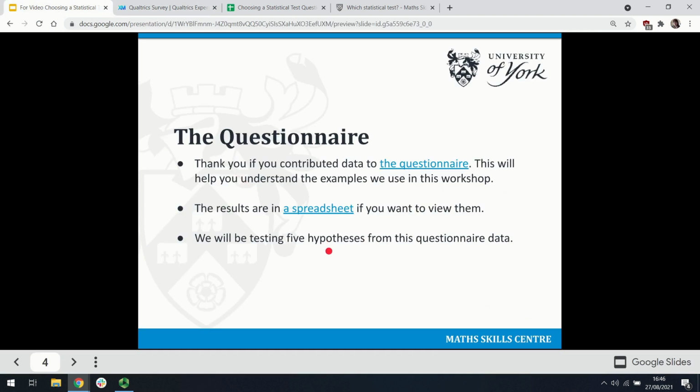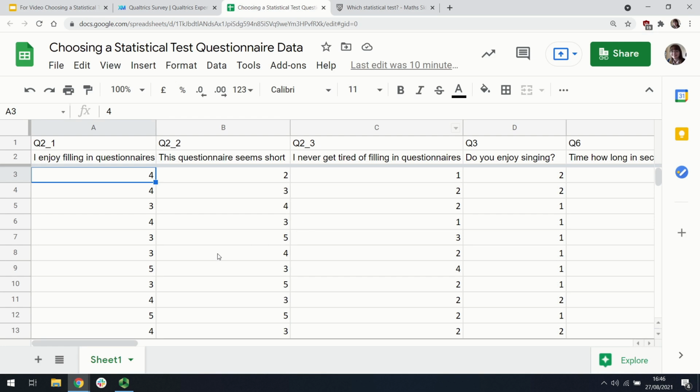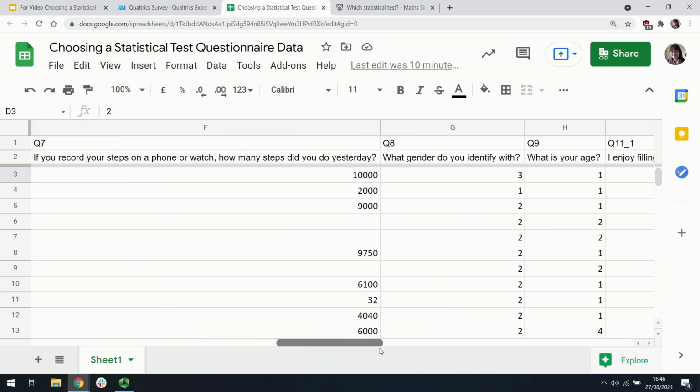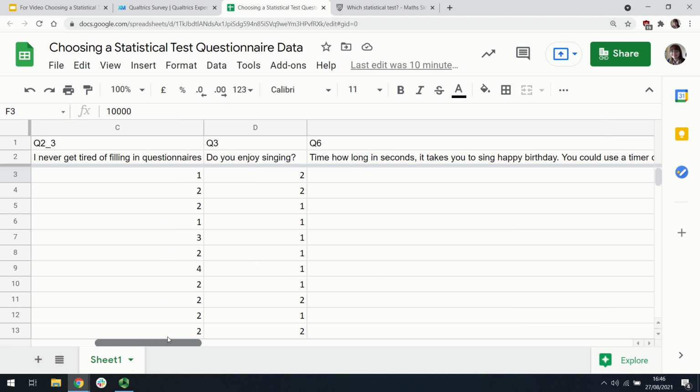The results are in a spreadsheet that you might be able to view. And this is useful to view so that you get an idea of what types of questions produce what type of data. So for instance, Likert scale data will produce numbers from 1 to 5. This yes/no question here produced a 1 and a 2 type of data. The steps question and how long it takes you to sing happy birthday give numbers, but they can be quite high numbers, and so on and so forth.